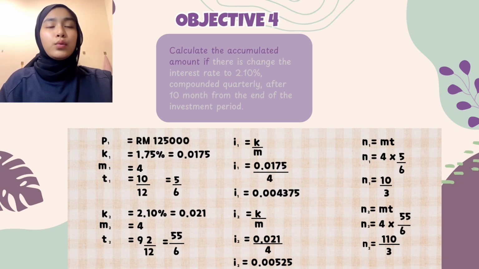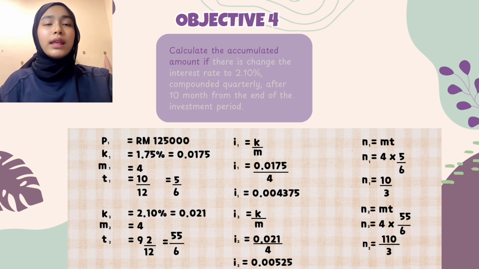in the interest rate to 2.10% compounded quarterly after 10 months from the end of the investment period. So for P1, P equals 125,000, K1 equals 1.75%, which is 0.0175, M1 equals 4, T1 equals 10 divided by 12, which is 5 divided by 6. To find out i, we need to use our formula, which is i equals K divided by m. So i equals 0.0175 divided by 4.